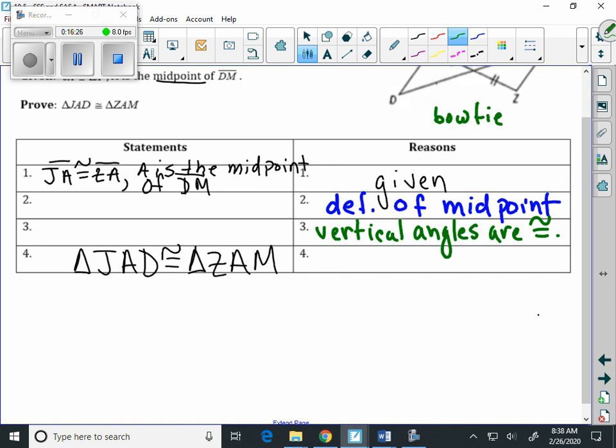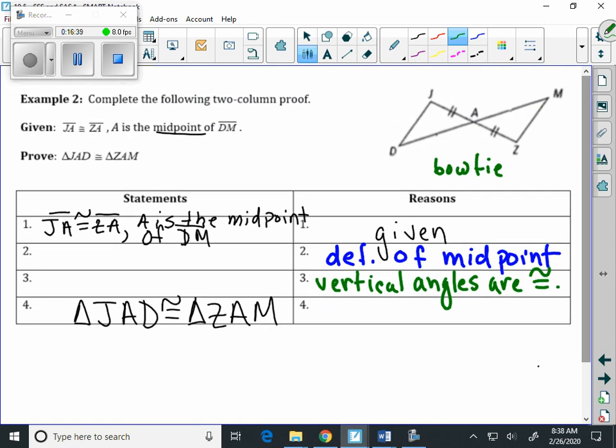Statement 4, we've got 2 choices. Eventually we're going to have 4, but we have 2 choices today. Statement 4 is either going to be side, side, side, or side, angle, side. So we can go back now, and we can fill in 2 and 3, but having the reasons already could be very helpful for us.